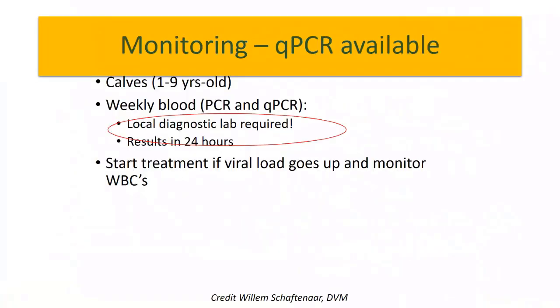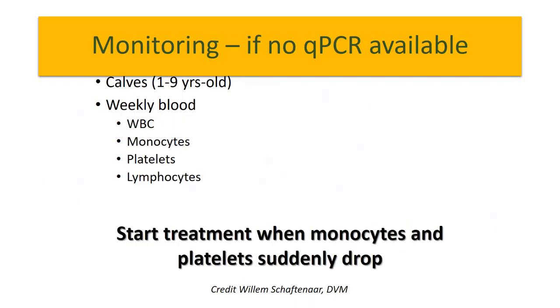So you need to detect viremia through PCR or qPCR. So you need a local diagnostic lab. The result takes 24 hours. The recommendation is to start treatment when you find viremia, and then continue to monitor the CBCs. For calves, start treatment when monocytes and platelets suddenly drop.